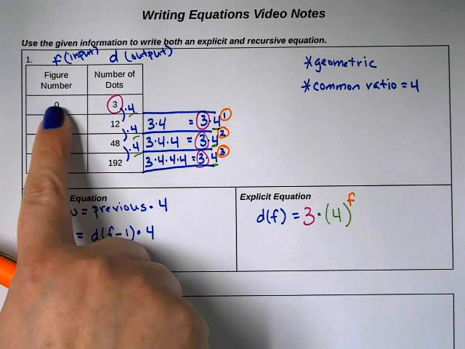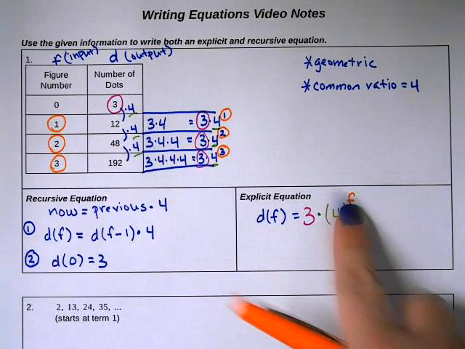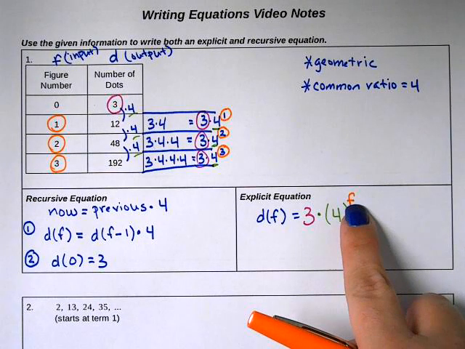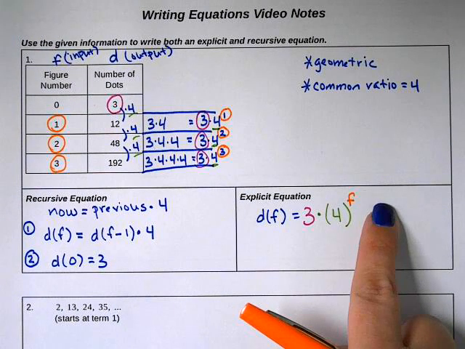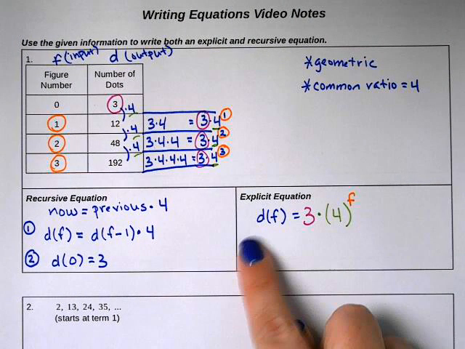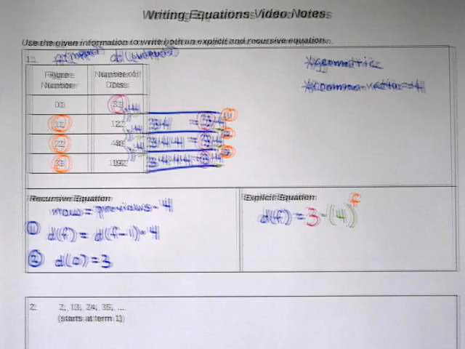And we know, since we're starting the table at 0, that this is just going to be F, because we're starting at 0. If we had started at 1, that's when we would have the F minus 1. But so this is your explicit equation for that.